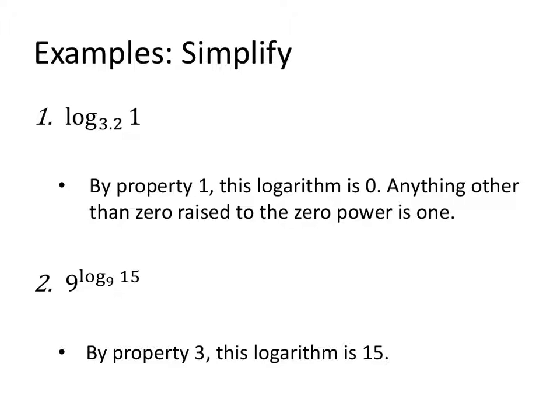So let's simplify. Log base 3.2 of 1. I want to know what's the exponent that I put on 3.2 in order to get 1. Property 1 says this is equal to 0 because anything other than 0 raised to the 0 power is 1.